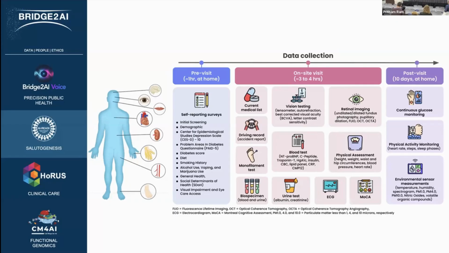And then we send them home with 3 devices: a continuous glucose monitoring device, a fitness tracker, and a custom-built environmental sensor. The idea is that we would get a biophysical profile of what they're like at home for about 10 days, and then they mail the devices back to us.